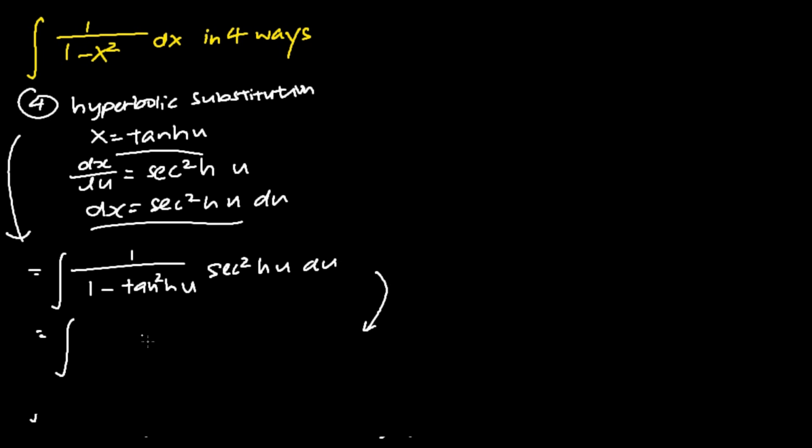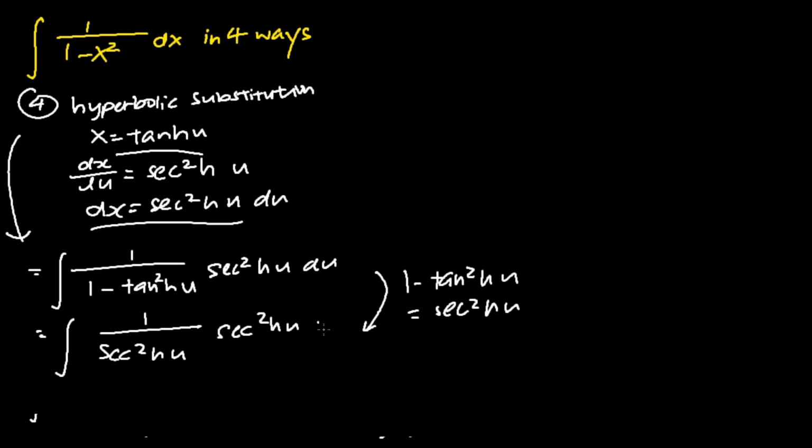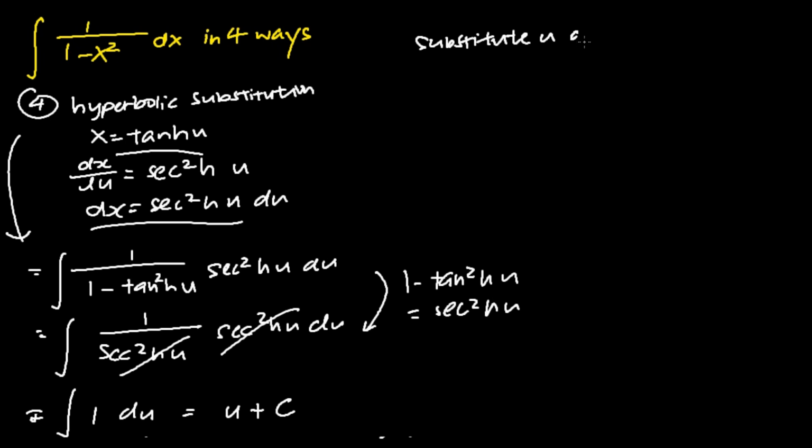We will apply the identity that 1 minus the hyperbolic tangent squared of u equals the hyperbolic secant squared of u. So we get 1 over the hyperbolic secant squared of u, times the hyperbolic secant squared of u du. And we can further simplify into just the integral of 1 du. So the integral of 1 du is just u plus c. Last but not least, we substitute my u as the hyperbolic inverse tangent of x, and the final answer is just the hyperbolic inverse tangent of x plus c.